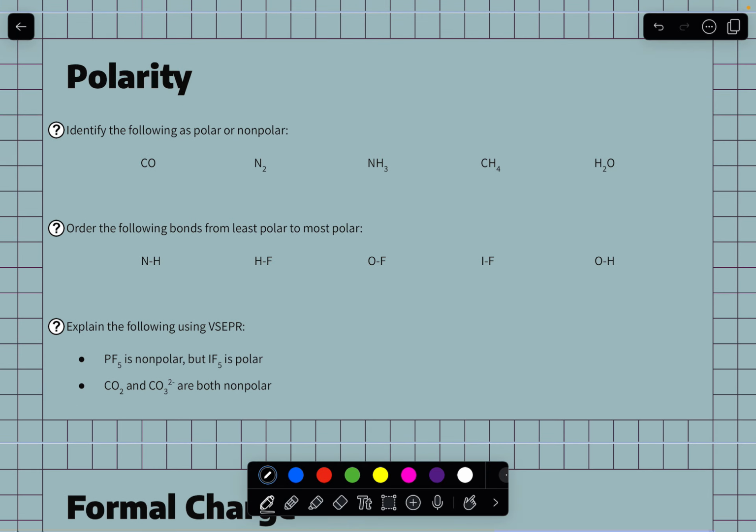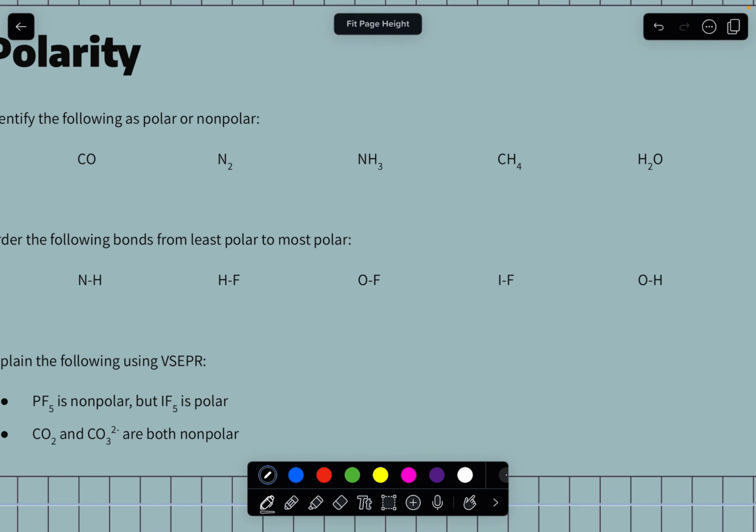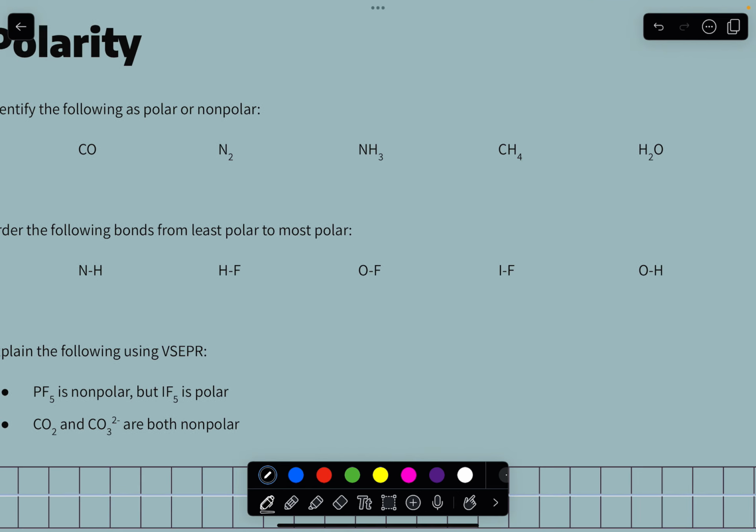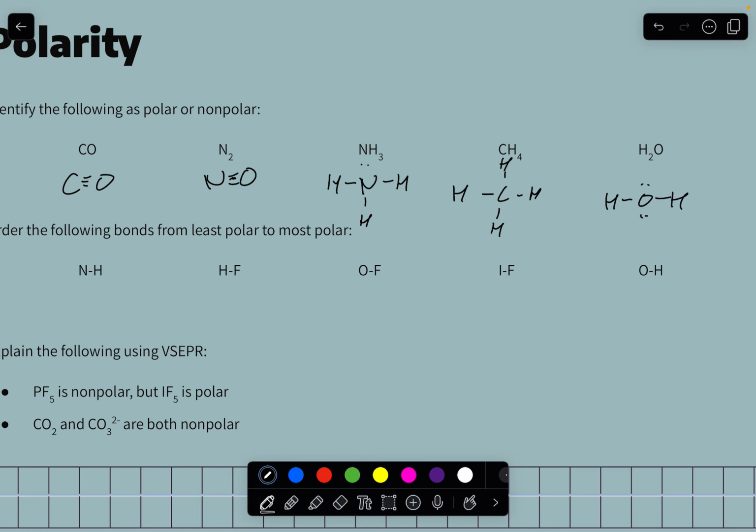Okay, so let's look at these. The first question here is to identify the following as polar or nonpolar. For identifying polarity, we want to draw the Lewis dot structures first. So CO has a triple bond, N2 has a triple bond, NH3 we have nitrogen in the center, 3 hydrogens, and a lone pair on the nitrogen. CH4 has 4 hydrogens on the carbon, and then H2O has oxygen in the center with 2 pairs of electrons.